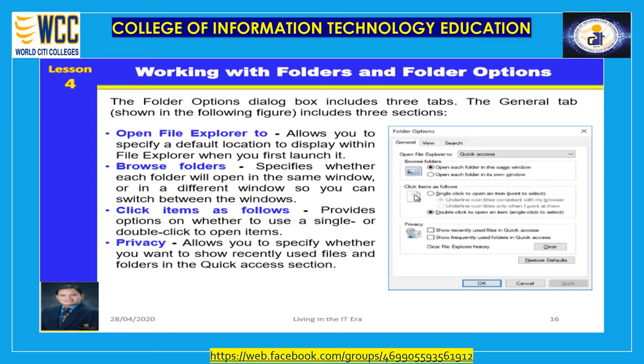Take note that sometimes this menu item displays as Change Folder and Search Options, and other times it displays as Options. The Folder Options dialog box includes three tabs. We have the General tab, as shown in the figure at the right side. As you can see here, we have Open File Explorer to.